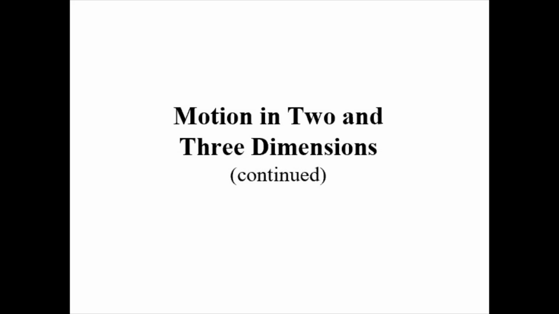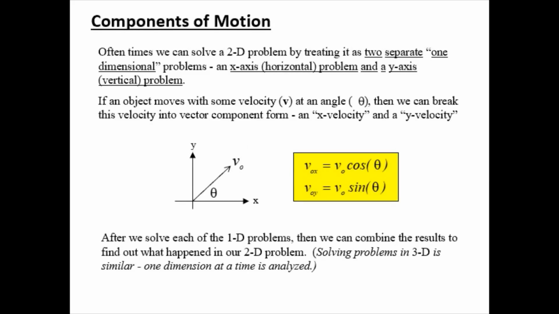Okay, so we will continue with our discussion on motion in 2 and 3 dimensions. Now, oftentimes the best way to solve a two-dimensional problem is by treating it as two separate one-dimensional problems. That's usually the strategy. We look at it as an x-axis or horizontal problem and a y-axis or vertical problem, and they're kind of connected together in the two-dimensional problem, but we solve each dimension individually.